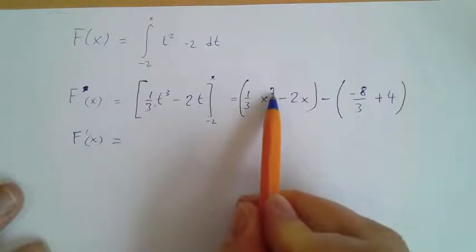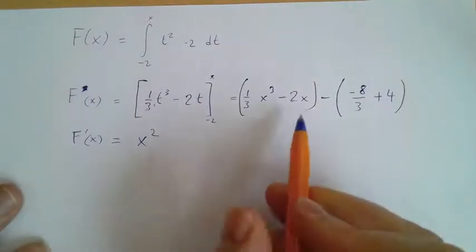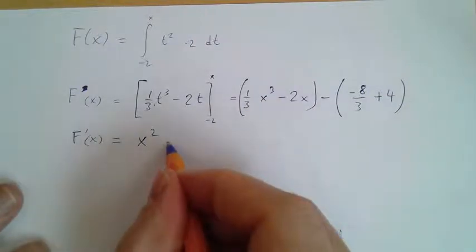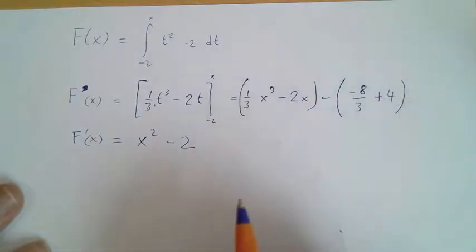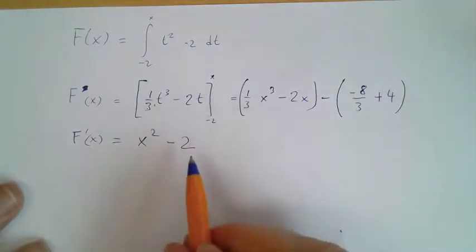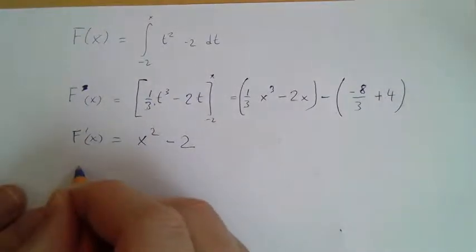So this is going to become x squared. The derivative of negative 2x is minus 2. And all of that is just a constant, so the derivative is 0. Here is my answer. But we saw another way of doing that.